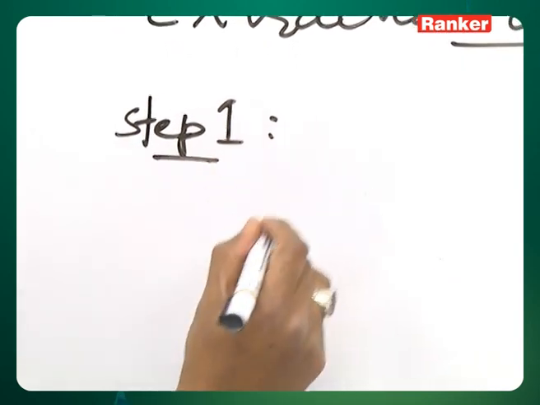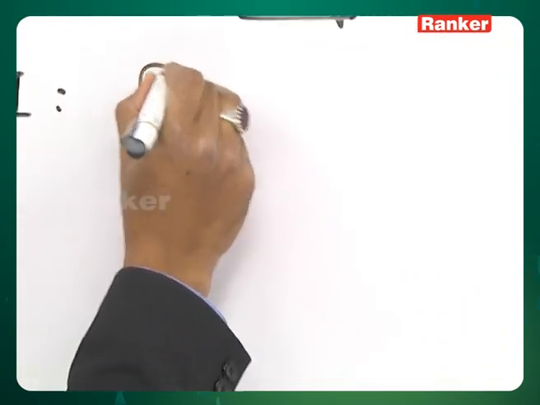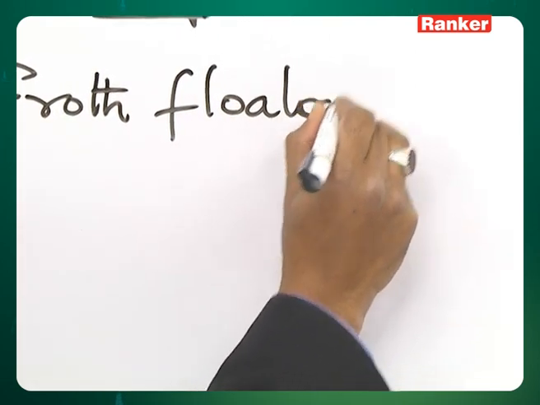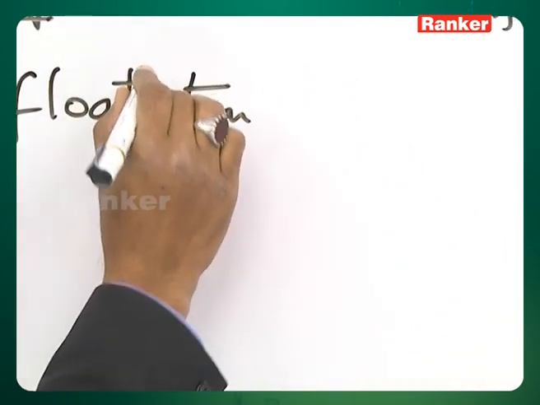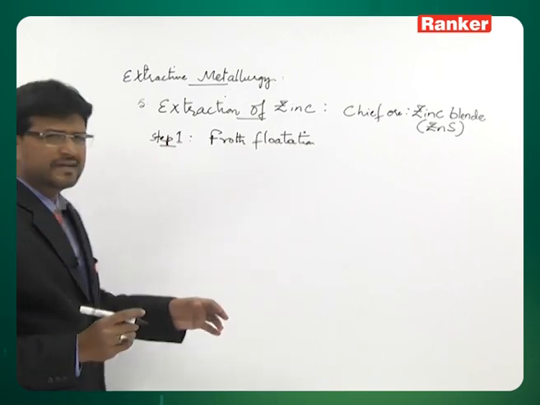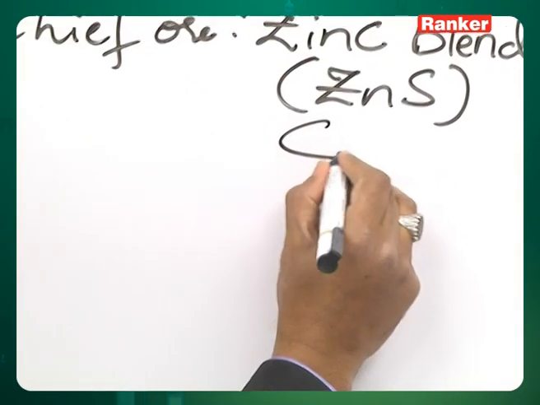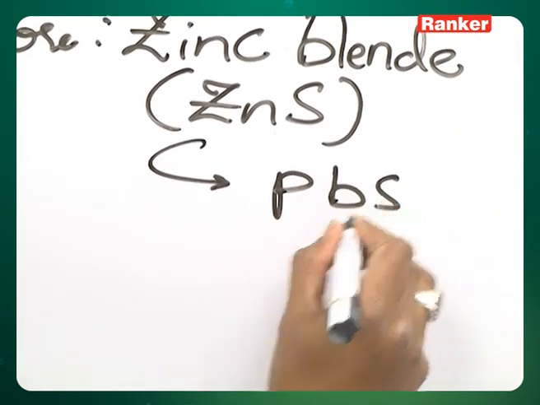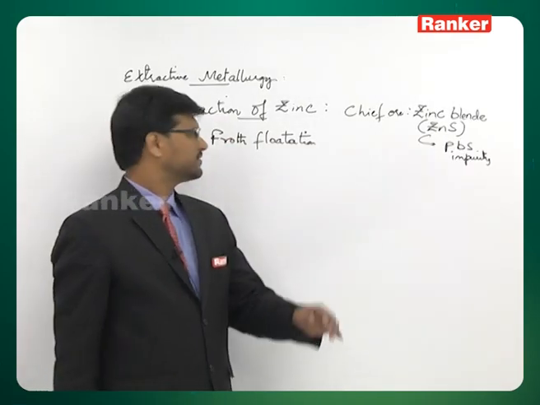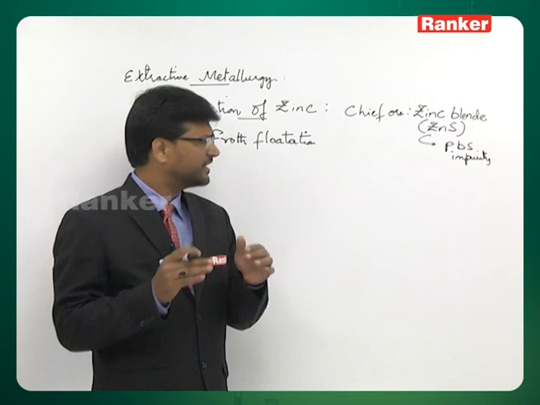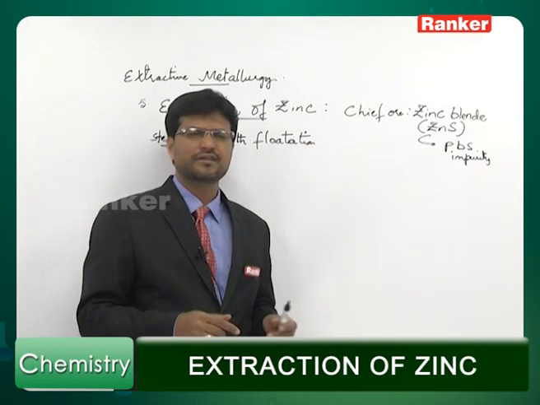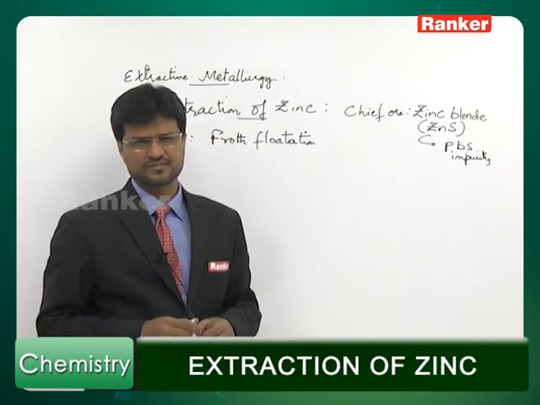Step 1 is concentration. This is done by froth flotation. Here, remember, ZnS is always associated with PbS impurity. So, what you need to do is, first you add little pine oil, so that all the PbS will stick to the froth. Remove that. Now, you add excess of pine oil. This time ZnS will stick to the froth.